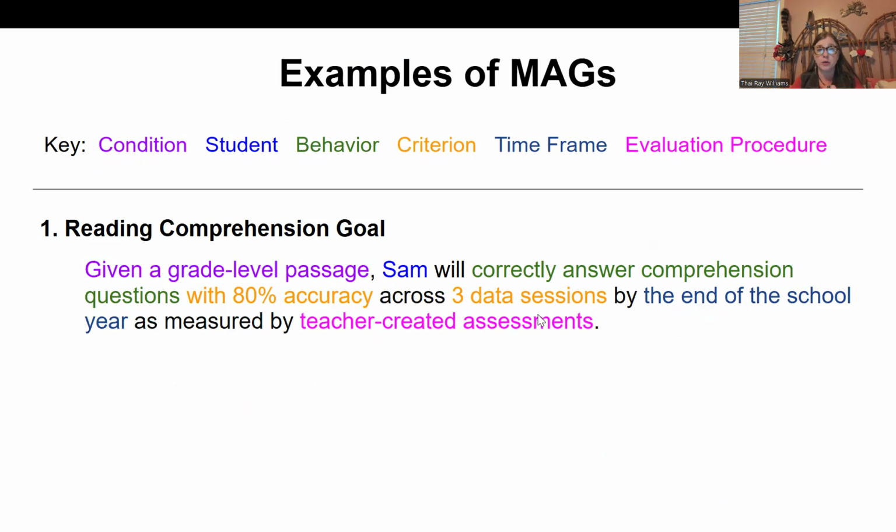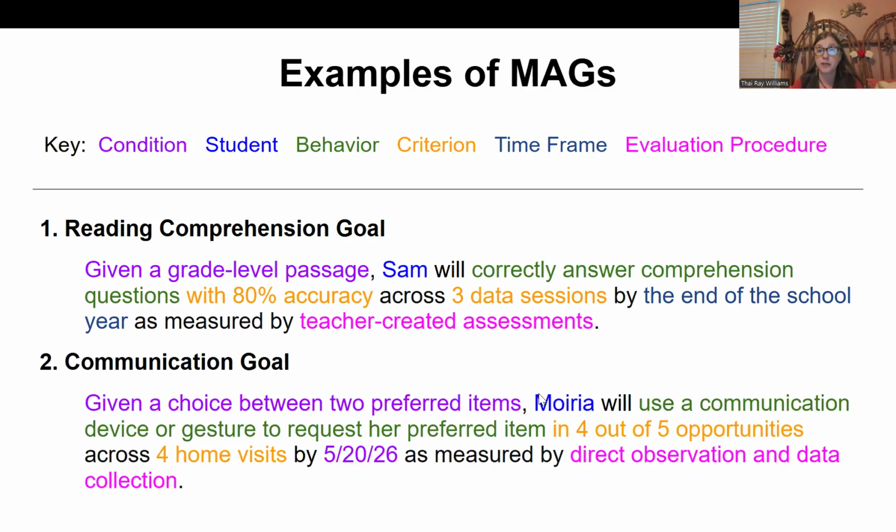Reading comprehension goal. Given a grade level passage, that's the condition under which the student's going to perform the skill. Sam will correctly answer comprehension questions. Answering comprehension questions is the behavior, with 80% accuracy across 3 data sessions. That's our criterion. By the end of the school year, that's our time frame, as measured by teacher-created assessments. All right, so I'm going to pull the other one up. I want you to stop the video, just read the IEP goal, and then I'll move forward. Here's one related to a communication goal.